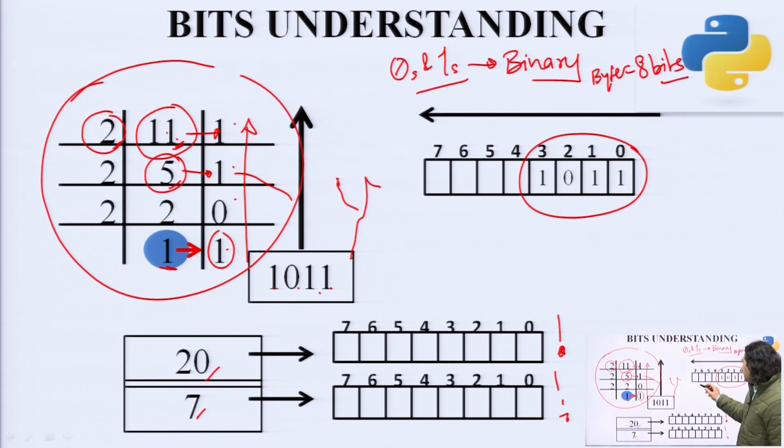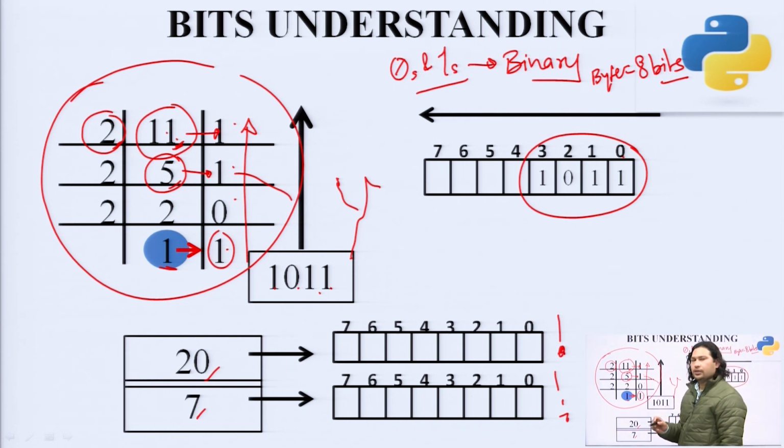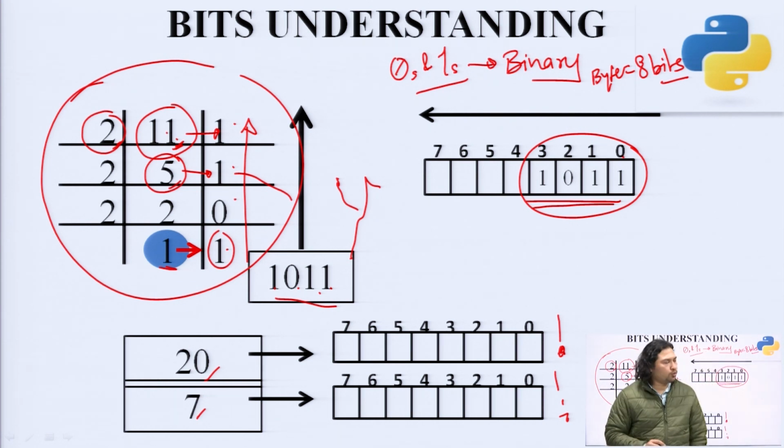So, here the representation of the 8 bits is from 0 to 7, because the computer counts from 0, not from 1. So, 0 to 7, and we have covered the last 4 digits by 1011. This is how 11 is stored in a byte. You can try with 20 and 7. These two are also good examples to try.